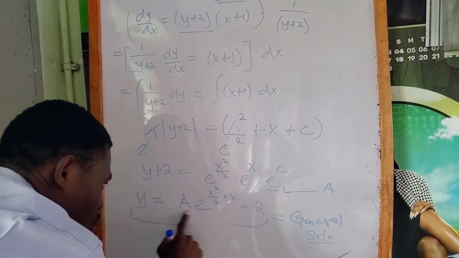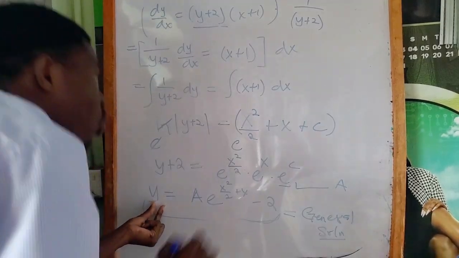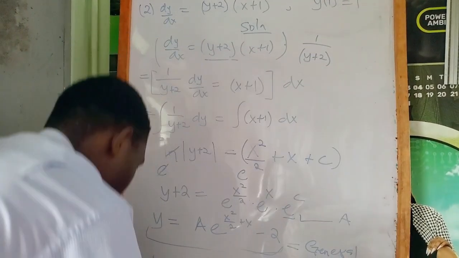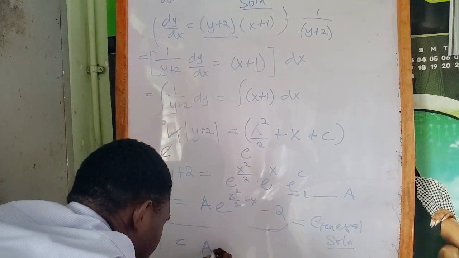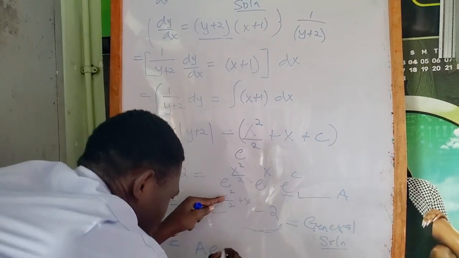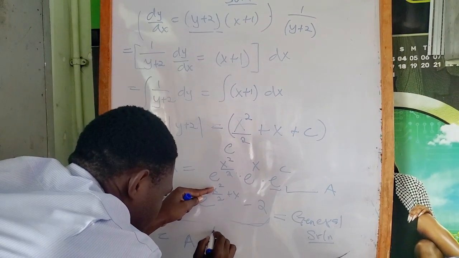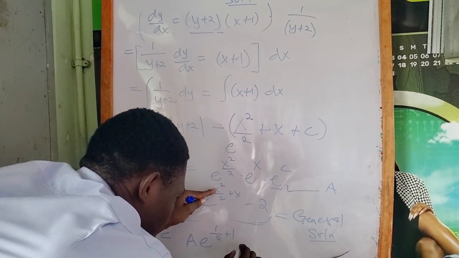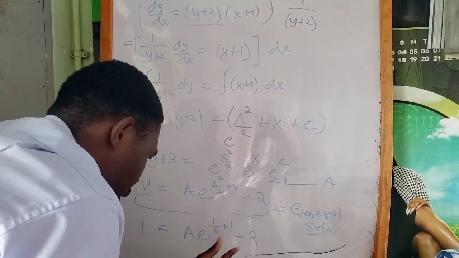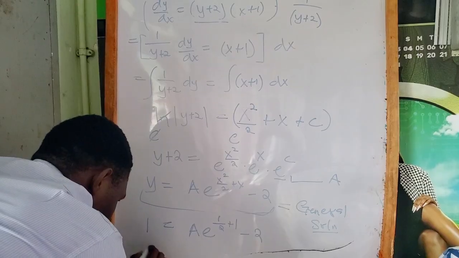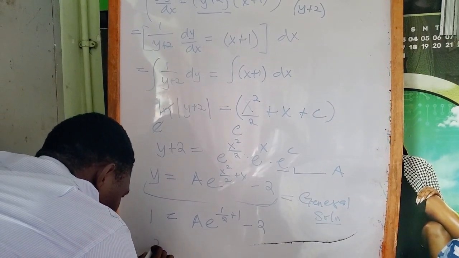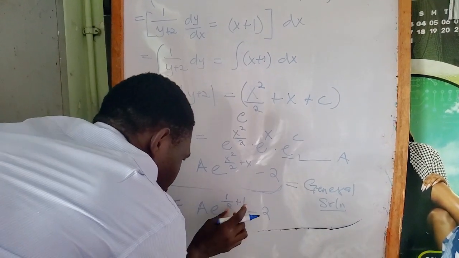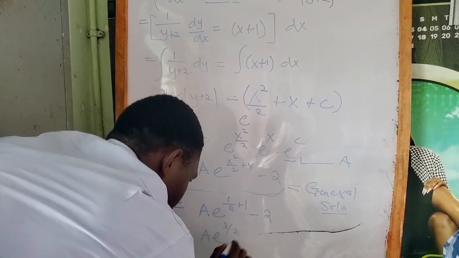If we do that, because we want to look for the value of A now. So we've been given that y of 1 is equal to 1, which means that when x is 1, y is 1. So this will be equal to A times e to the x squared divided by 2. 1 to the second power is just 1. You divide it by 2 plus 1 minus 2. Okay, we can take minus 2 to this side, leaving you with 1 minus 1 plus 2 is 3, which is equal to A times e to the power of a half plus 1, which is 3 all over 2.